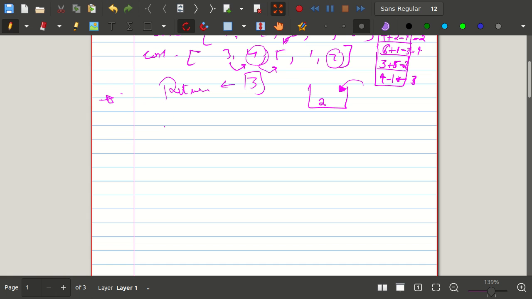Now how can we approach this question? After thinking for quite a while, we can first of all think of the brute force solution.